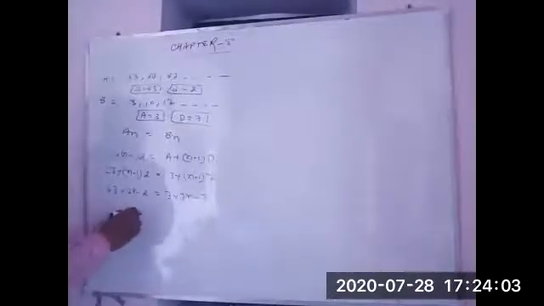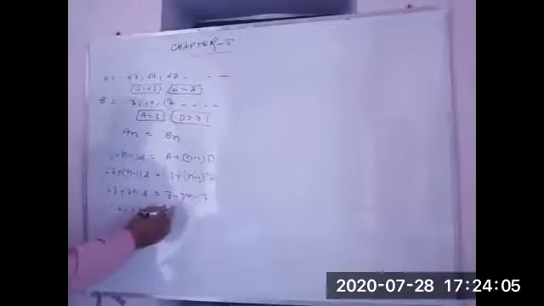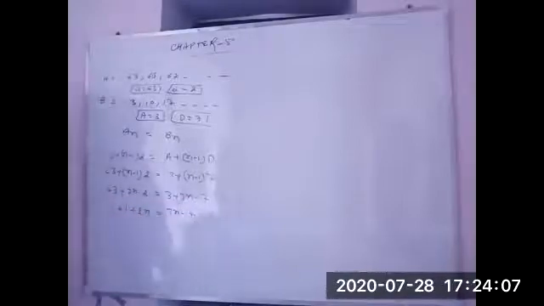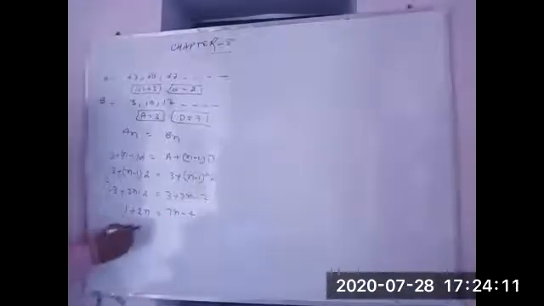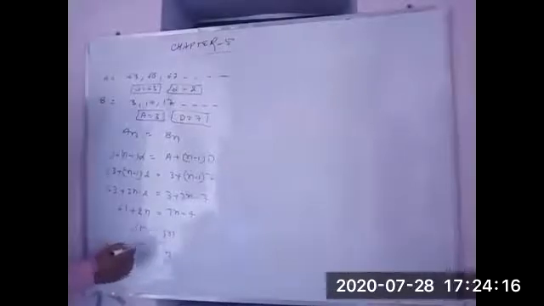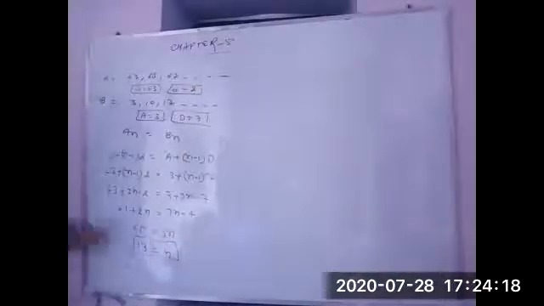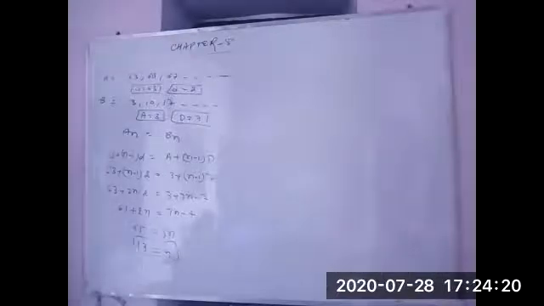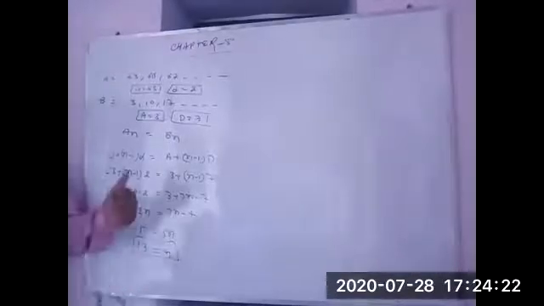61 plus 2n equals 7n minus 4. 4 will come to the addition side. 65 equals 5n. n will be equal to 13. So what is the value of n? 13. What can we conclude from here? In these two APs, the 13th term will be the same.